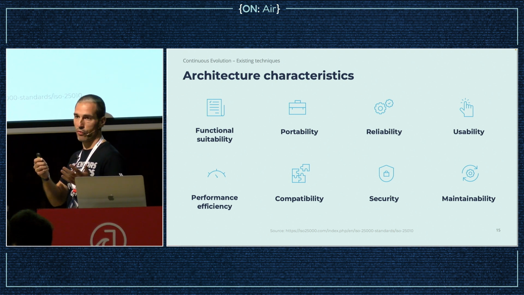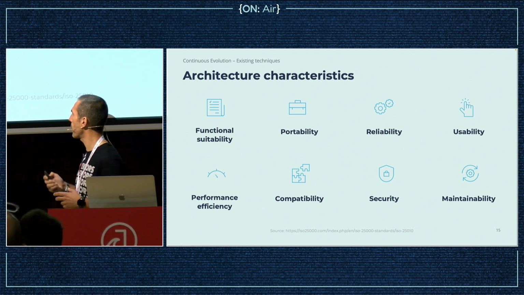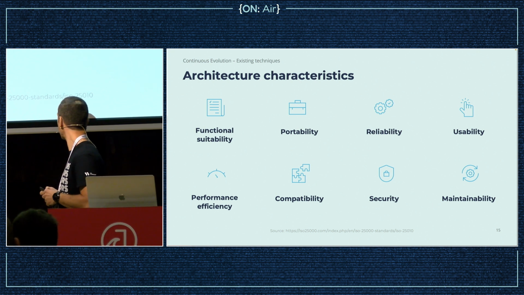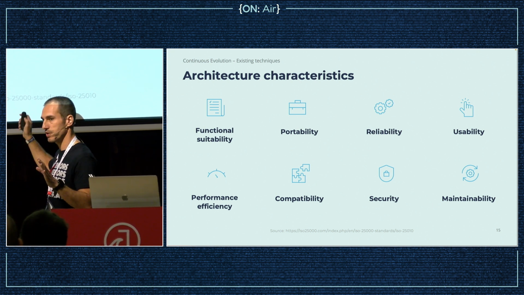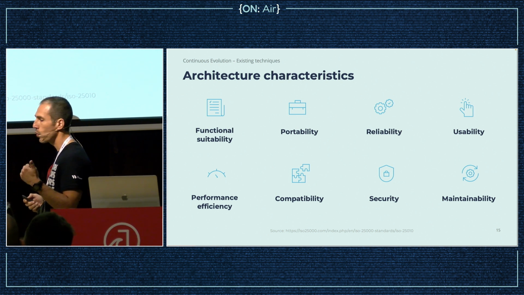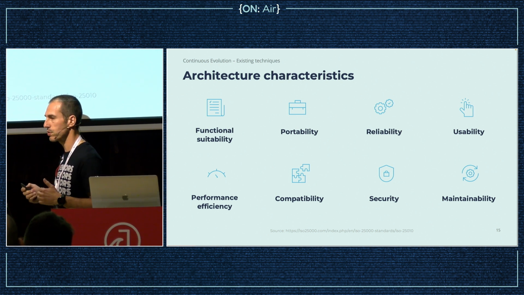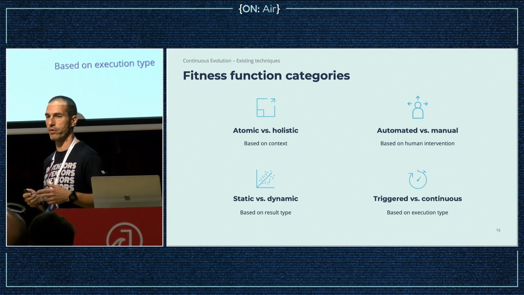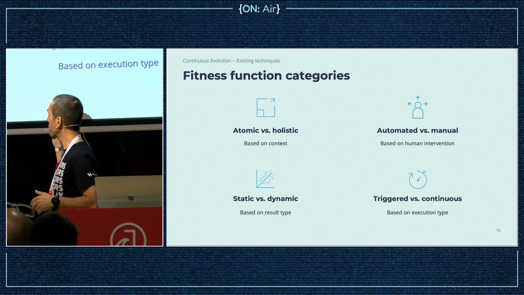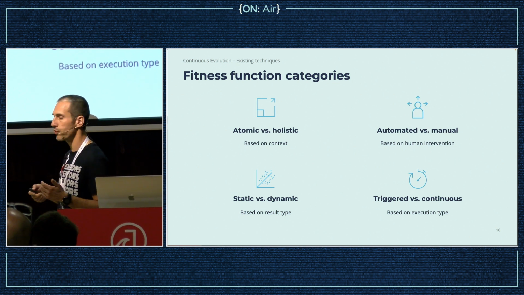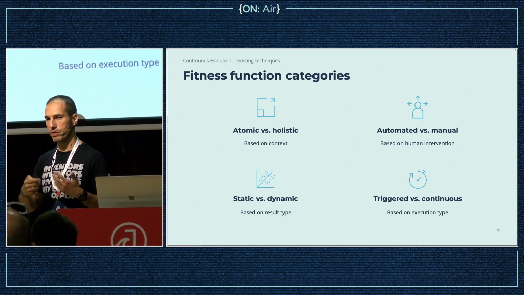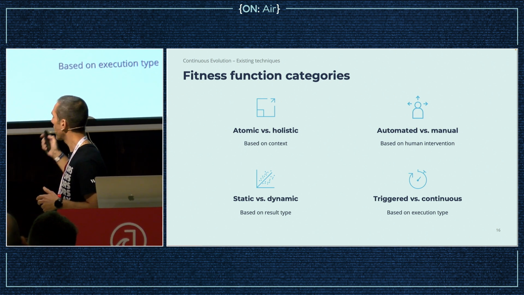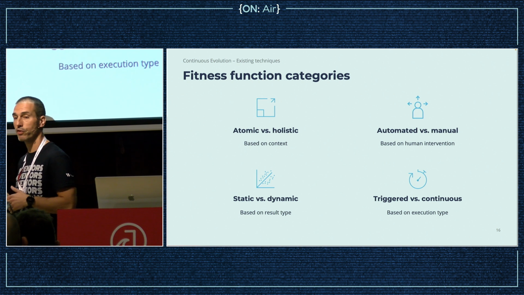You may have others in your products, but these are the ones that are in the ISO standard 25010, just as a reference. Going back to the fitness function, and also as a reference, those fitness functions can be split in different categories. I won't go through all of them, but through the rest of the talk, I will mention some of them, especially the holistic, automated, and manual fitness functions.